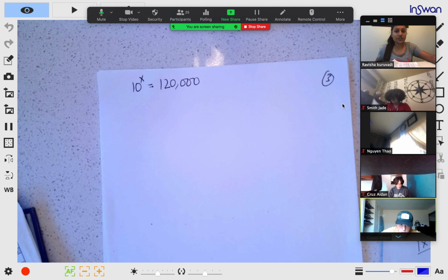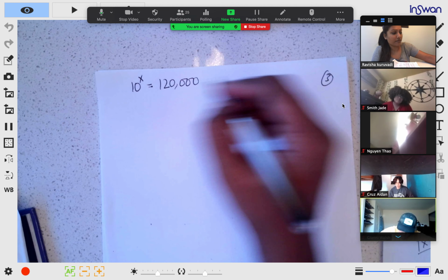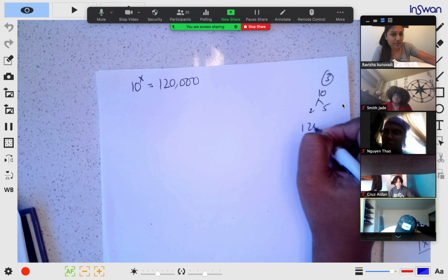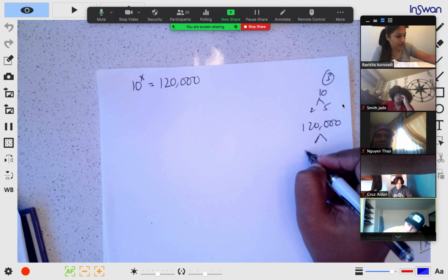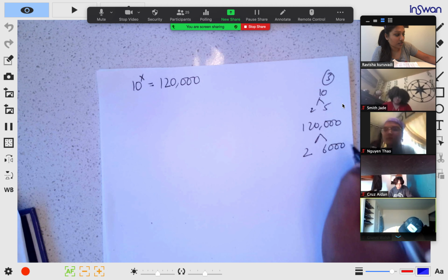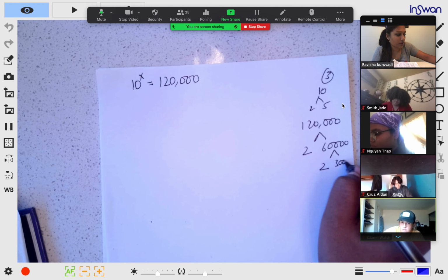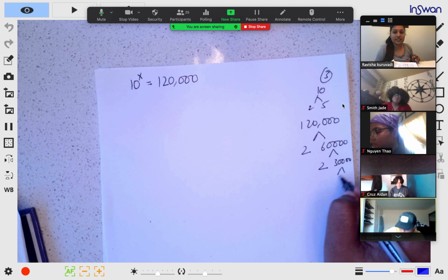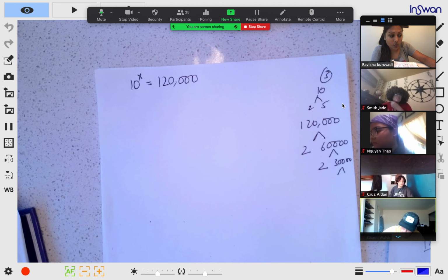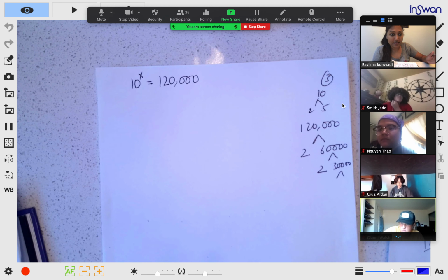Note, if I make factors of this, 10 I know is 2 and 5, but 120,000 if I make factors, it is going to be 2, okay, you get 60,000, then 2, 300,000. Note here, if you keep on doing, you will never get the same factors. You cannot write 120,000 and 10 as the same base. So that means I have to go to the second method.